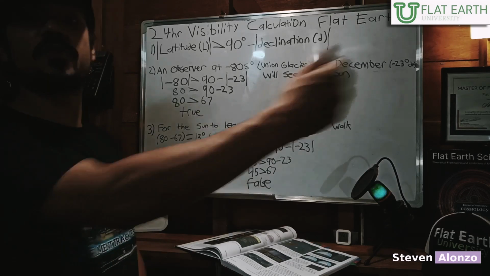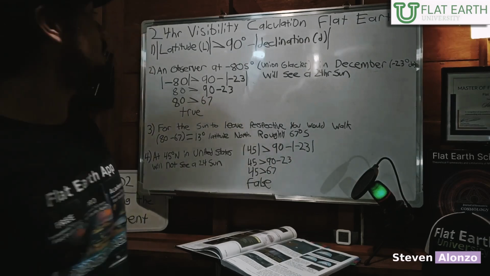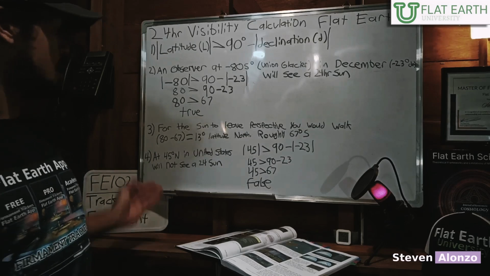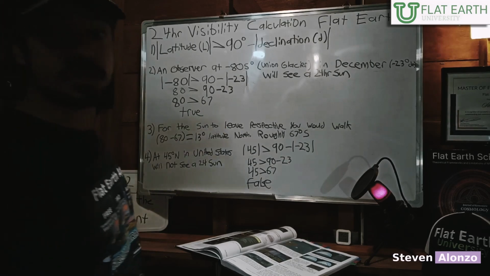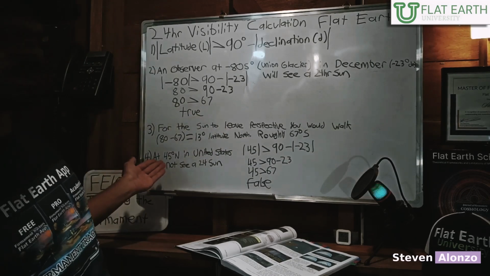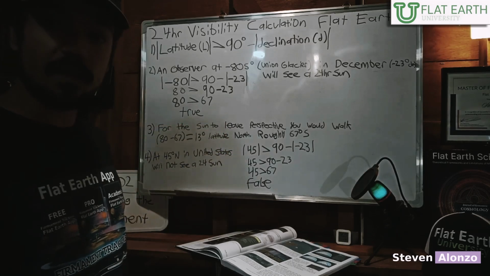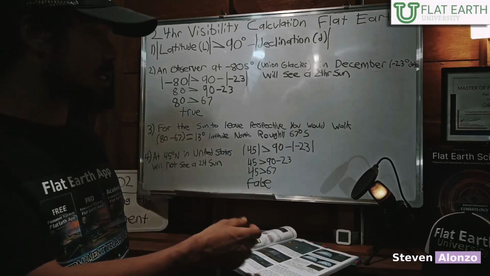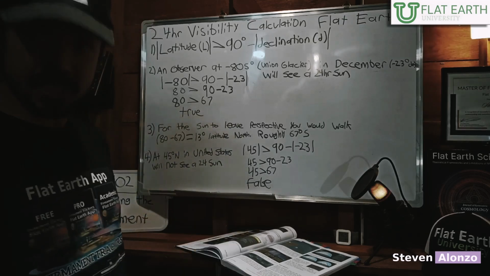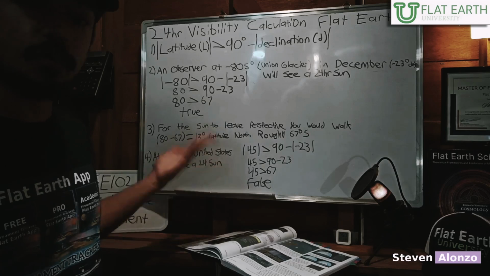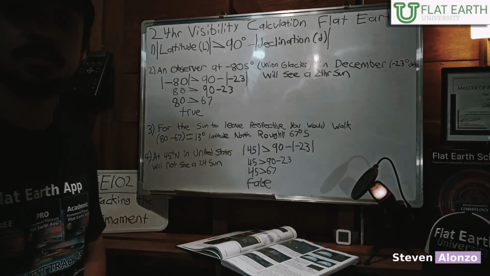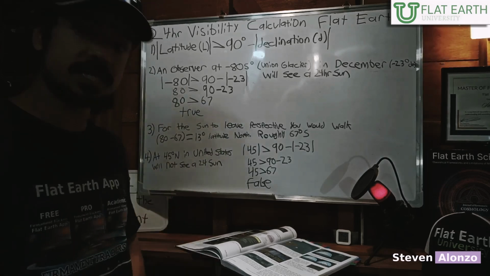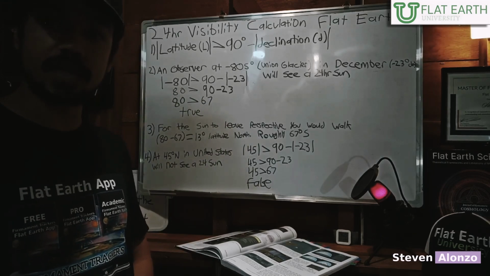Now we can use this though for any location in the world. So let's go over to down here. Let's say we're at a latitude of 45 degrees north in the United States. Well, you can plug those numbers in as well. So the absolute value of 45 degrees greater than 90, subtract the absolute value of negative 23. So that's 67 again. But in this case, 45 is not greater than 67. So we know that using flat Earth math, there is not going to be a 24-hour sun in the United States during December.